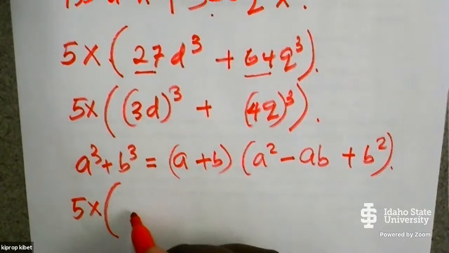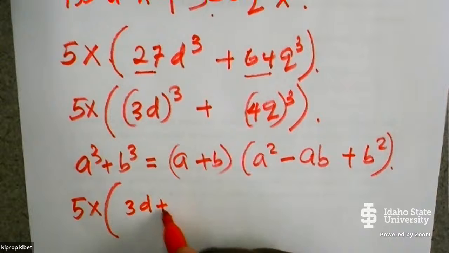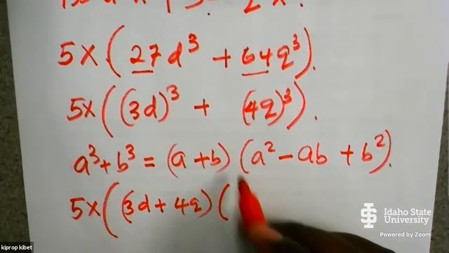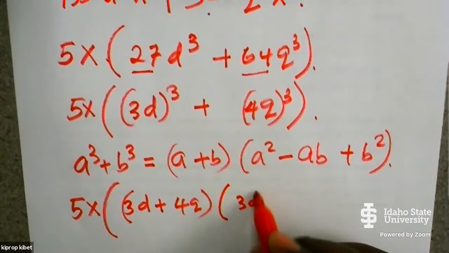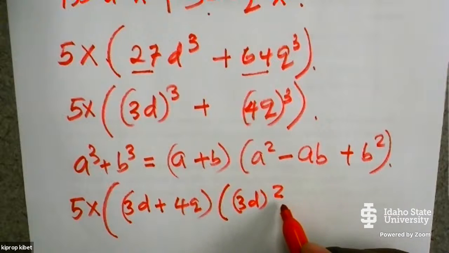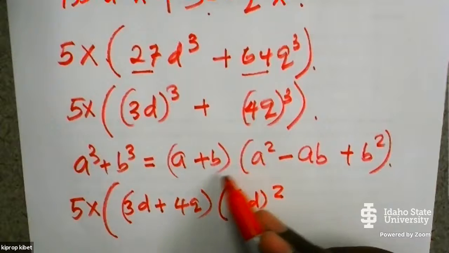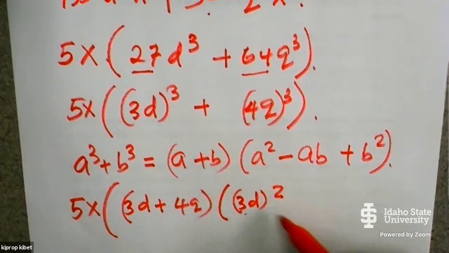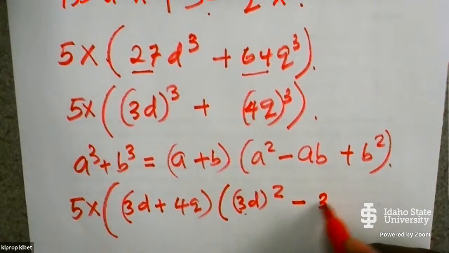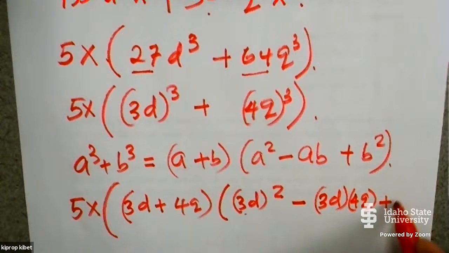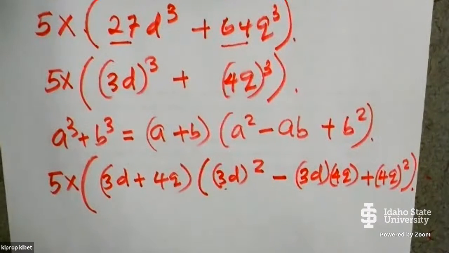A is this, so 3D plus what? 4Q. And then the other one, A is 3D, so 3D square. So remember, you're squaring the whole of it, okay? It's not that you're only squaring this part. So minus 3D, 4Q plus what? 4Q square. You're squaring the whole of it. So finally, 5x.